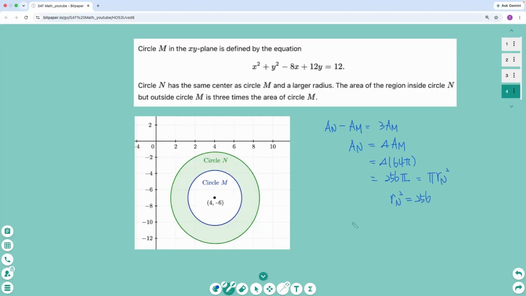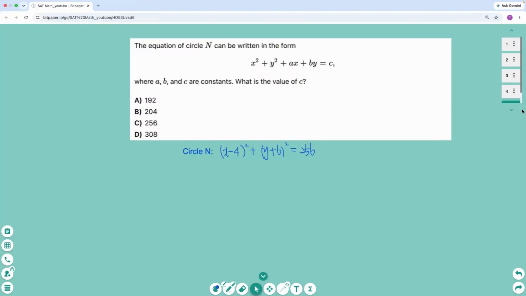Circle N has the same center as circle M. Its equation in standard form is (x − 4)² + (y + 6)² = 256. We have the equation of circle N in standard form. However, the question asks for the equation in the form x² + y² + ax + by = c.